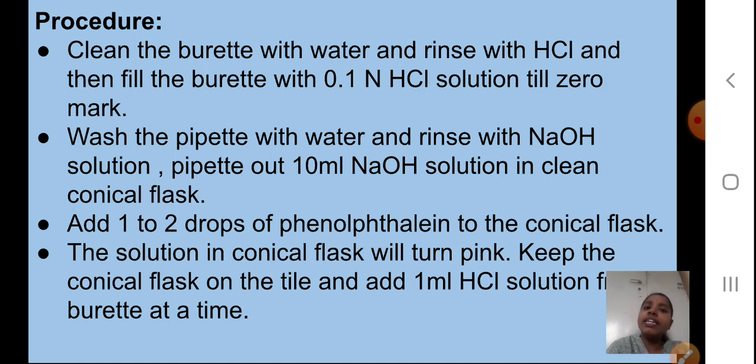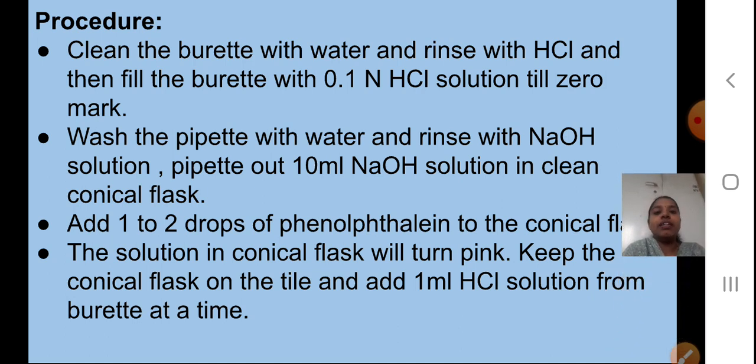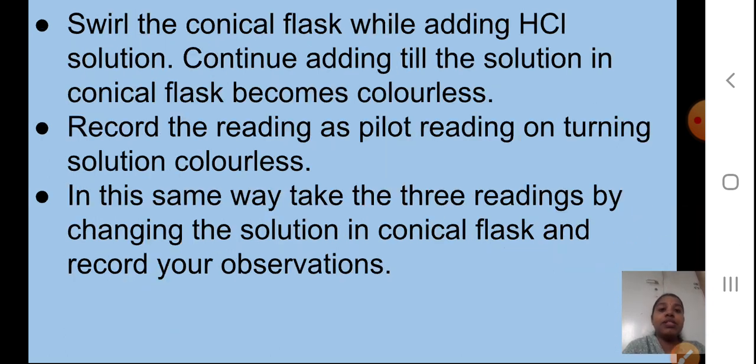Keep the conical flask on the tile and add 1 ml HCl solution from the burette at a time. So 1 ml at a time I will add HCl to that conical flask, from the burette. Now what happens, student?